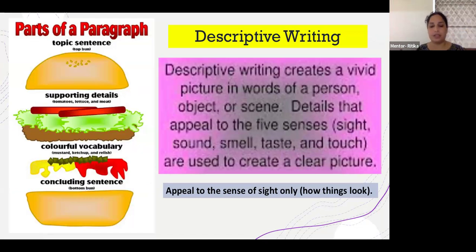So first, how to begin. The tricky part of any writing is how to begin it, isn't it? And then what to add in the main body and how to close it. How to bring it to closure, isn't it? So that means the beginning, the main body, and the closure. These are the three things that we need to take care of while dealing with writing pieces.